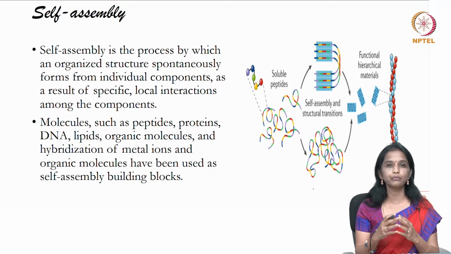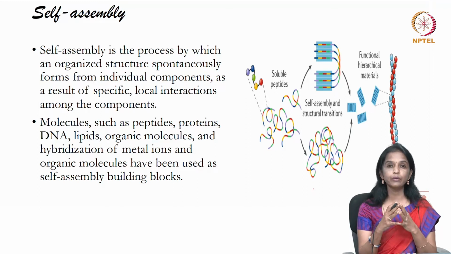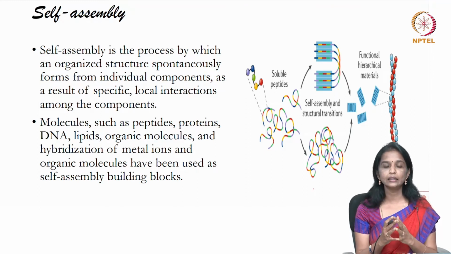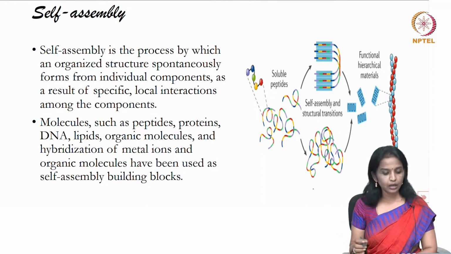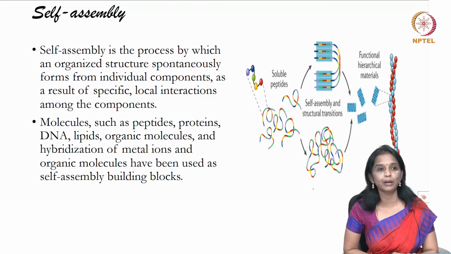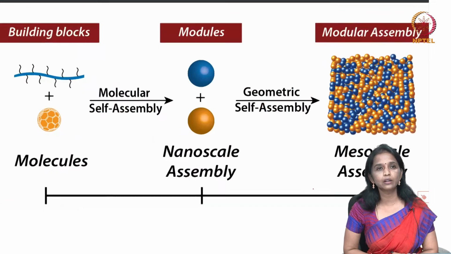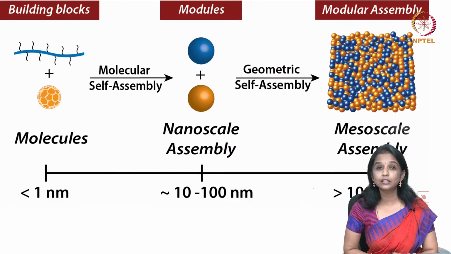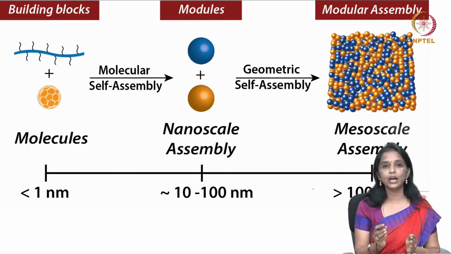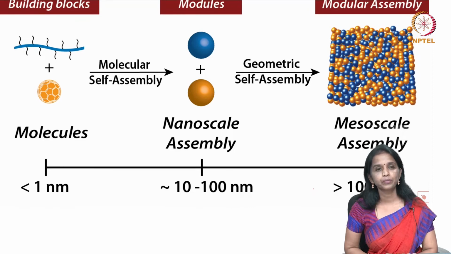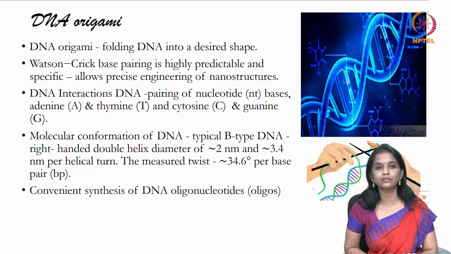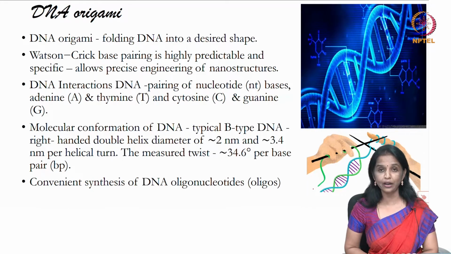The best examples of self-assembly are enormous in nature, and the best ones are your peptides, proteins, DNA, lipids, organic molecules and hybridization of metallic ions. So how do we go about using this concept of self-assembly? The concept moves from molecules to nanoscale and then to mesoscale. It just goes on, building to form a larger structure. The best one in this particular self-assembly is DNA origami.